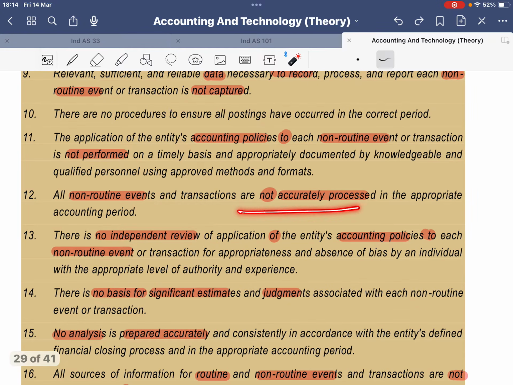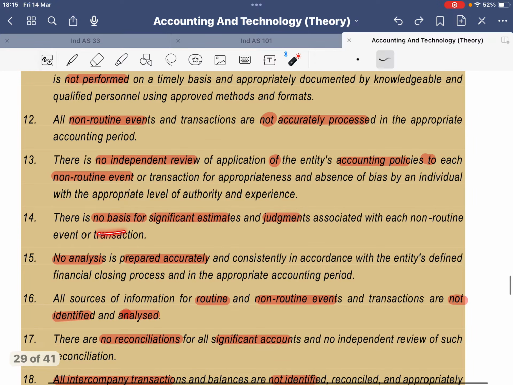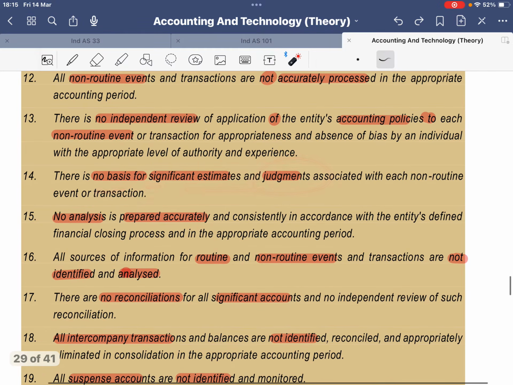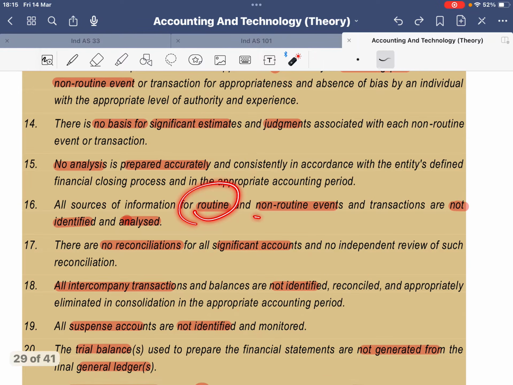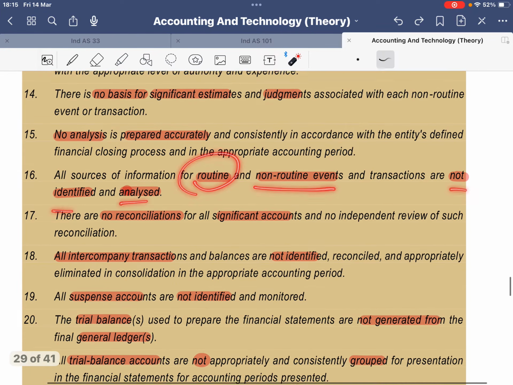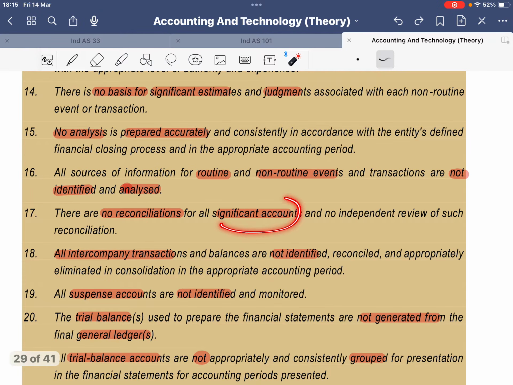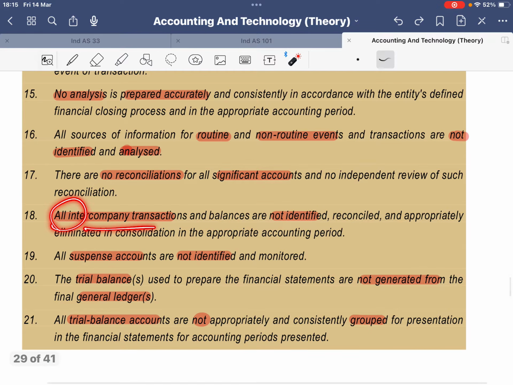Non-routine events not accurately processed. No independent review of accounting policies applied to non-routine events. No basis for significant estimates and judgments. No analysis prepared accurately. Routine and non-routine events not identified in analysis. No reconciliation for significant accounts. All intercompany transactions are not identified.